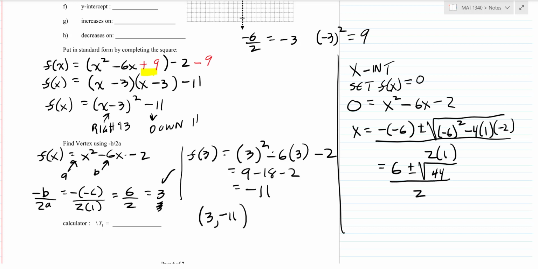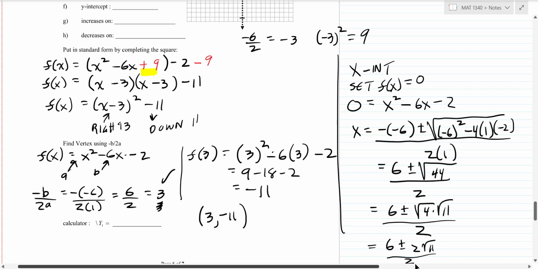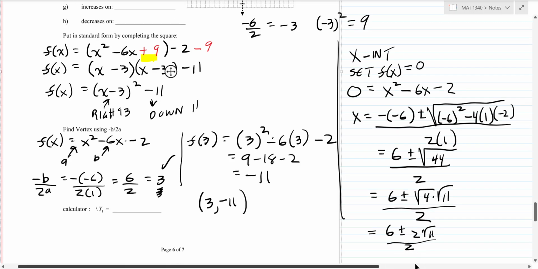Over 2. All right. Now, from here, you want to break this down. You can break down the square root of 44 into 4 times 11. Okay, so we've learned how to deal with the radicals when you do that. So what we would have then is 6 plus or minus 2 radical 11 over 2. And if you didn't get this, you want to get this written down. And then we have 6 over 2 plus or minus 2 root 11 over 2.